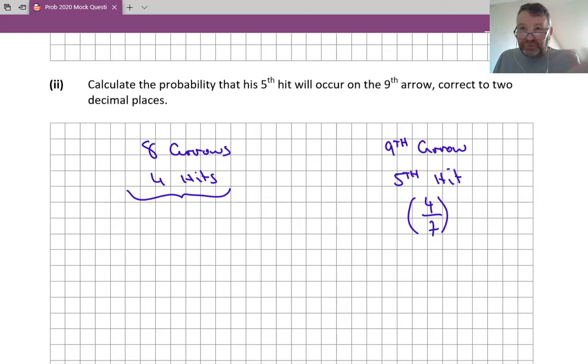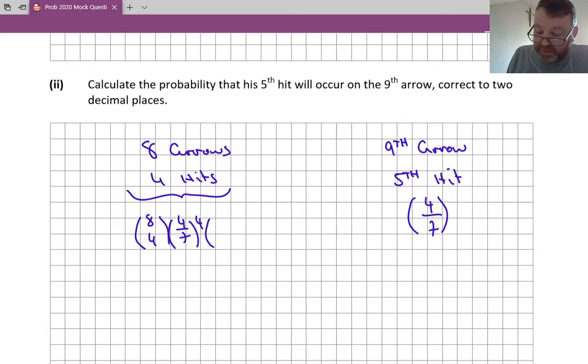4 hits, so there's hit and miss, so there's only 2 outcomes. The probability of success and failure remains the same after every arrow is fired, so it's a Bernoulli trial. So out of the 8, I want 4 successes. The probability of success is 4 over 7, and I want 4 of them. Probability of failure is 3 over 7, and I want 4 of them. And that's going to give me an answer of 0.25.